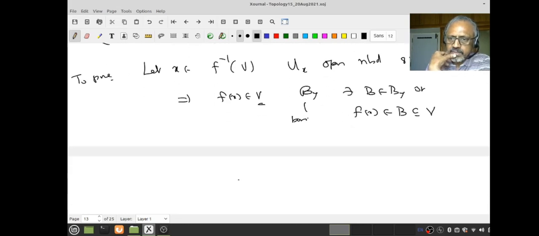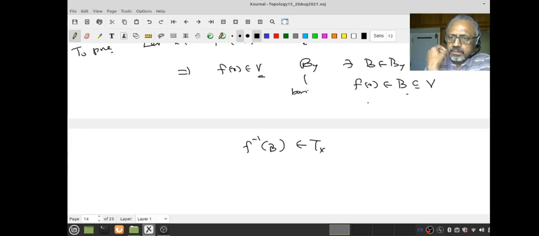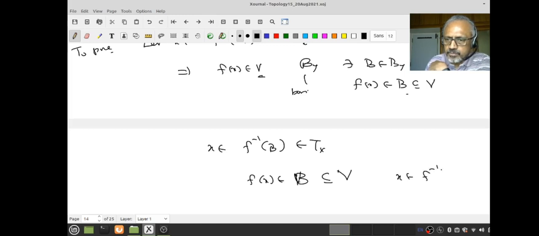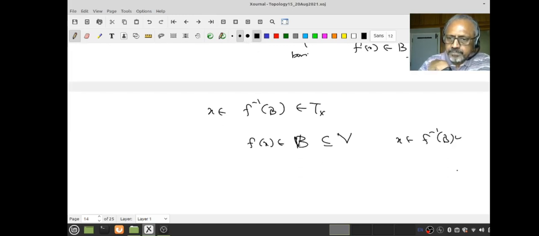You understand? Now, what is my hypothesis? B is an element of the basis. Therefore, f inverse B belongs to tau X. And you follow that? Now what do I know? Therefore x belongs to f inverse B, because f(x) belongs to V. Notice that in fact f(x) belongs to B, and B is contained in V. Therefore x belongs to f inverse B. Is that okay? Right. Now what is the next thing I have to do?